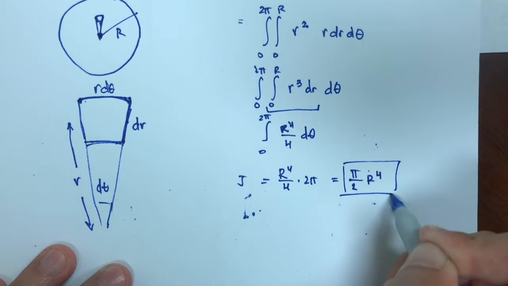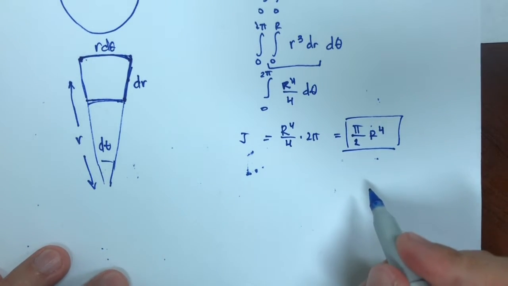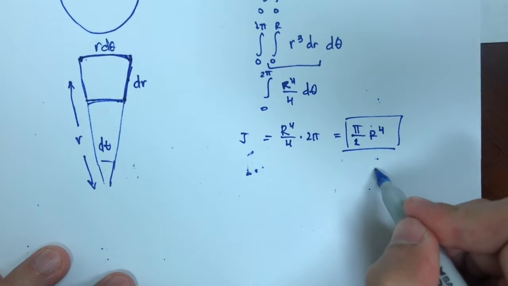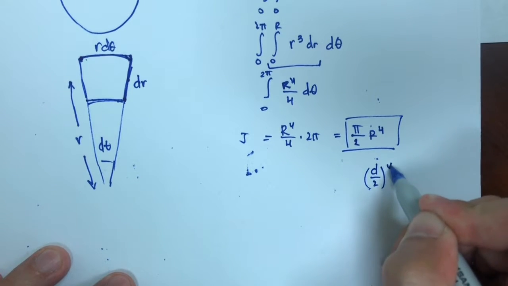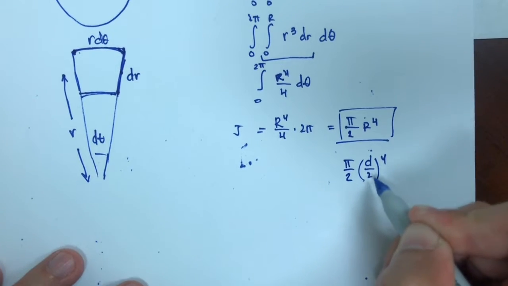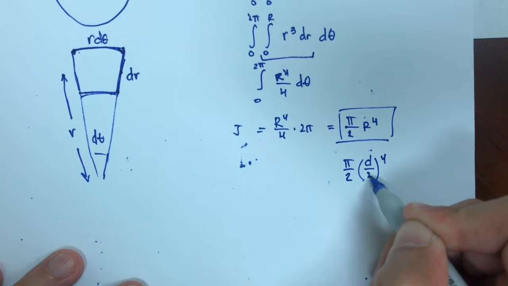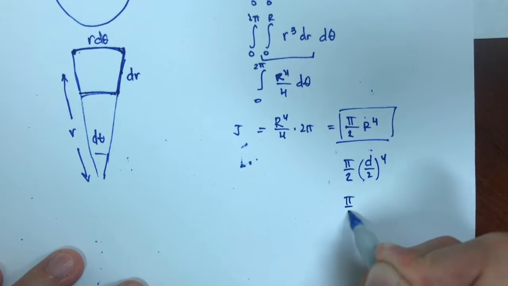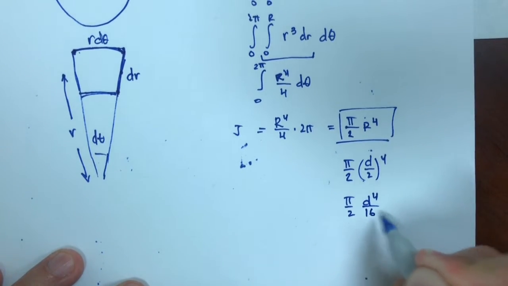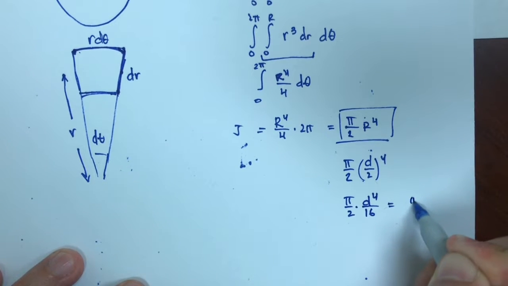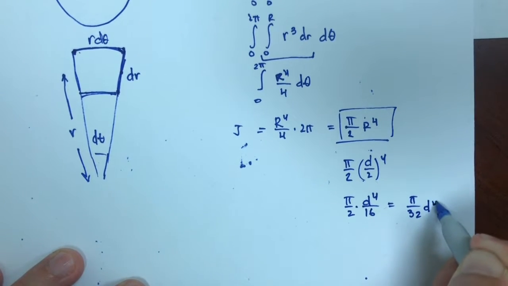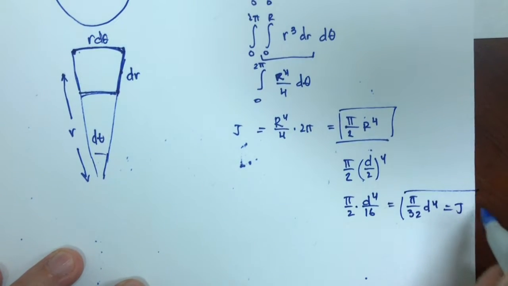And this is what we've been using, either pi over 2 r to the 4th, or if r is half of a diameter, 2 to the 4 would be 2, 4, 8, 16, d to the 4th over 16, which is equal to pi over 32 d to the 4th. And that's why we use this equation.